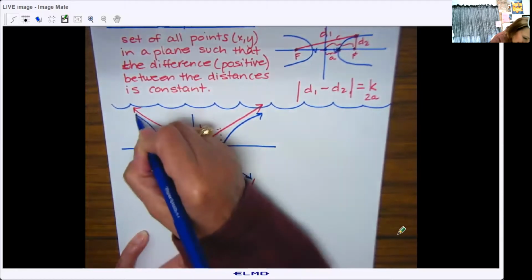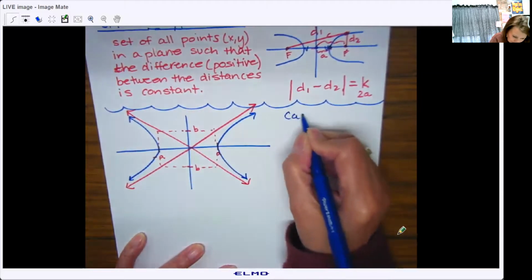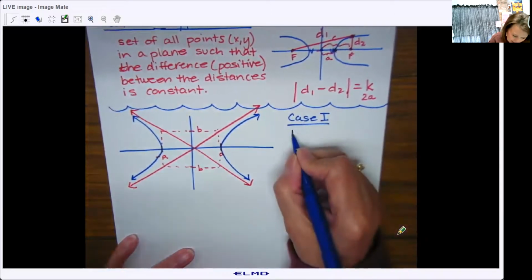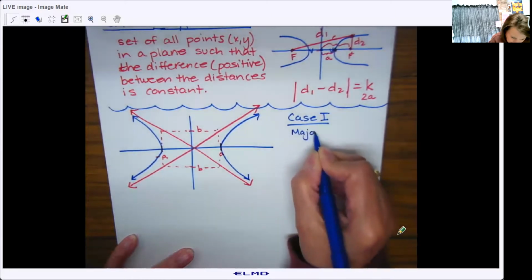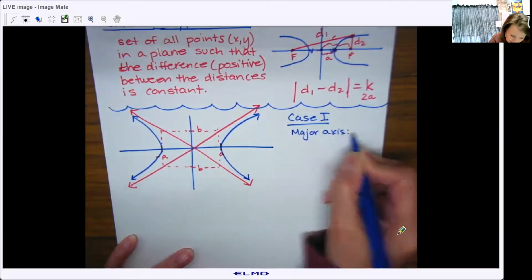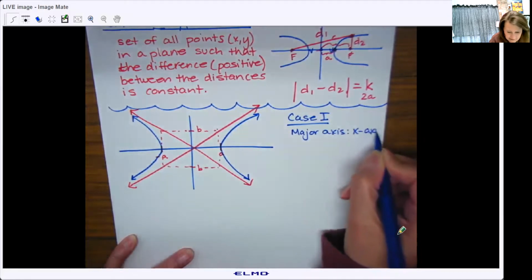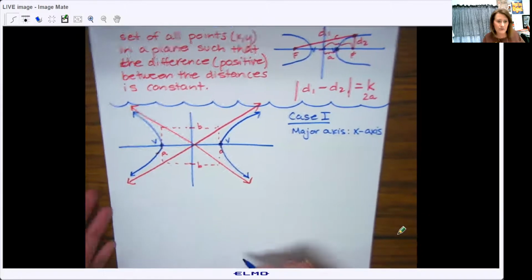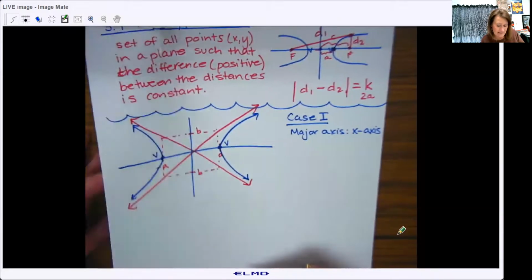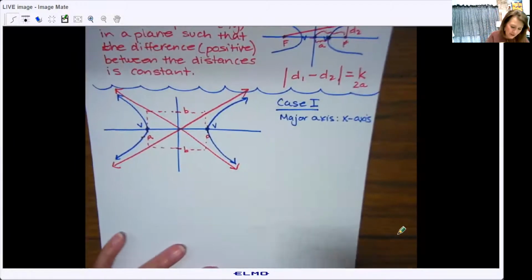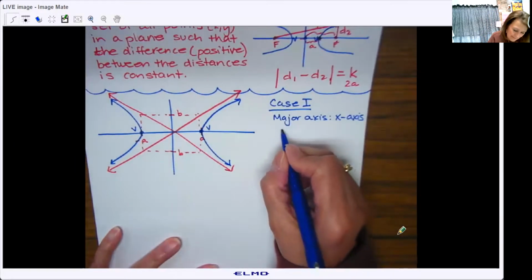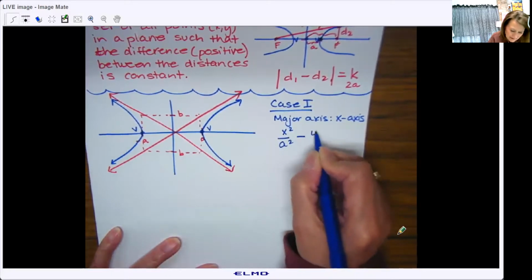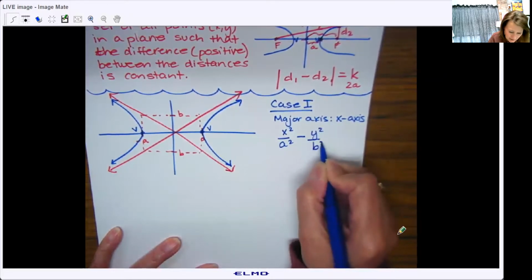So case one. Case 1 is going to be the major axis, which is considered to be the x-axis. That's because the vertices are on the x-axis. So case 1, the major axis is the x-axis. The equation is going to look something like this: x squared over a squared minus y squared over b squared equals 1.